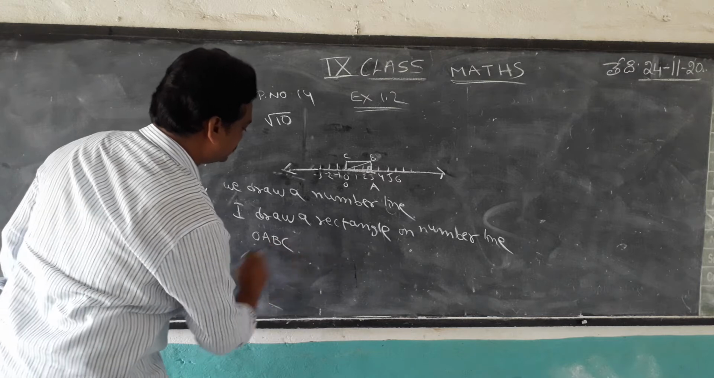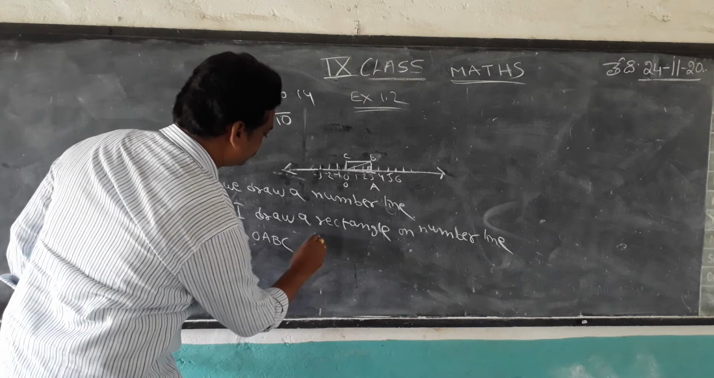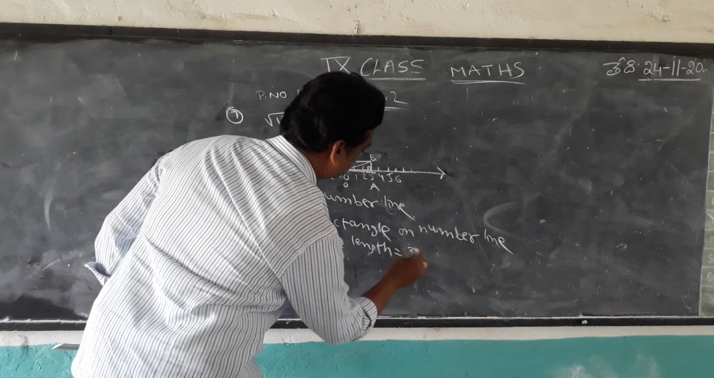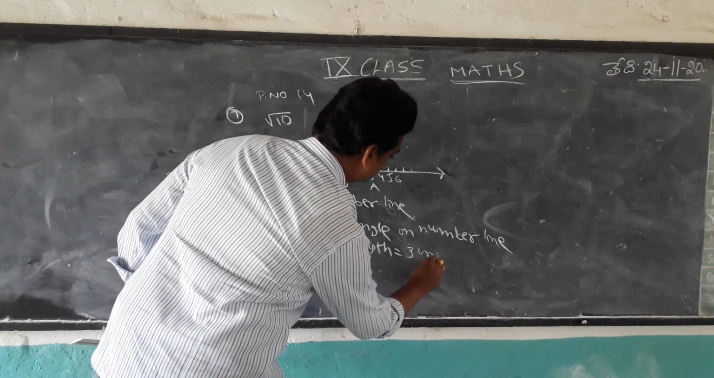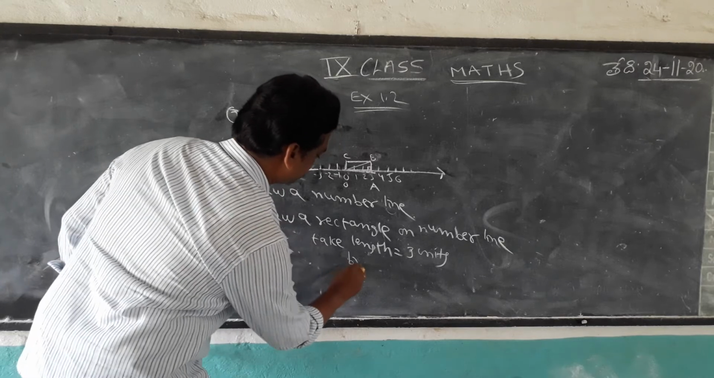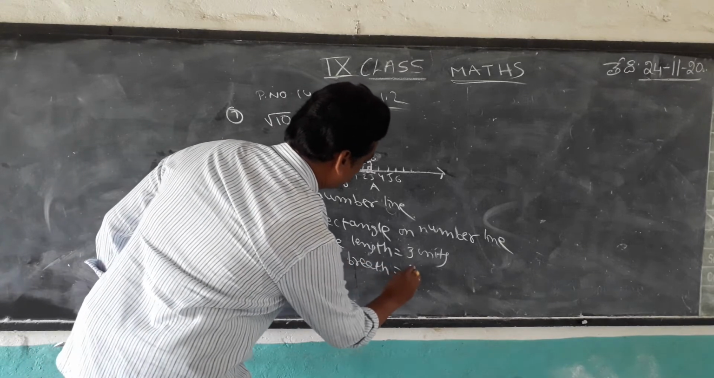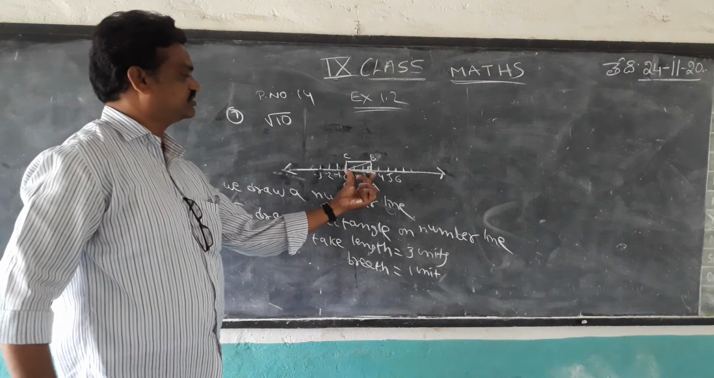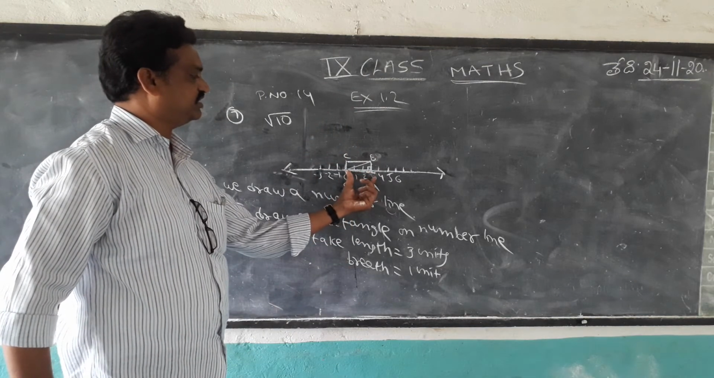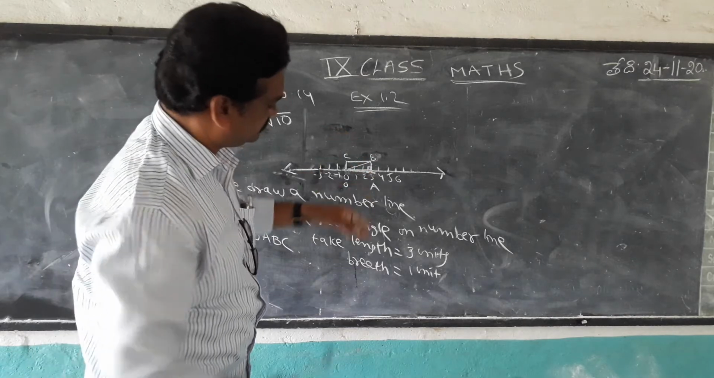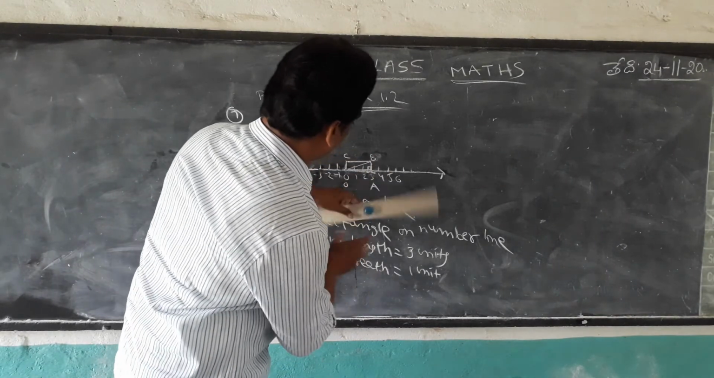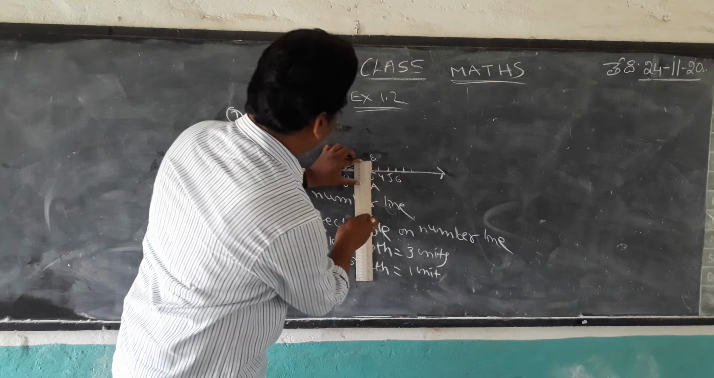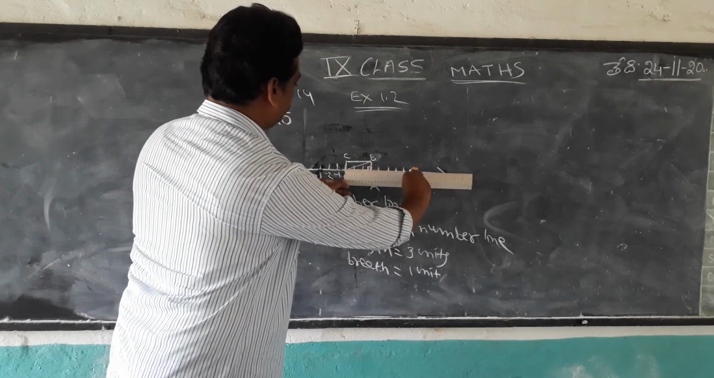OABC is a rectangle. You have to take length equal to 3 units and breadth equal to 1 unit. Length is 3 units, from 0 to 3 units. Breadth is equal to 1 unit.